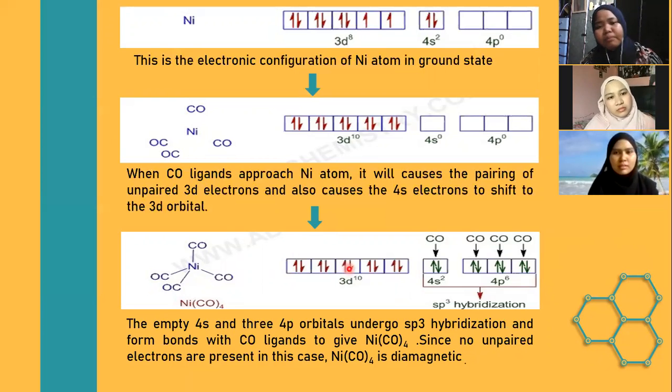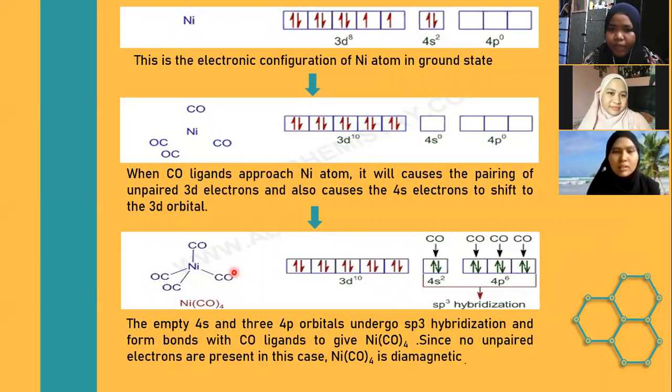In the previous slide, I said that this compound is diamagnetic. Why is it diamagnetic? Since there are no unpaired electrons present in this case. We can see here, all of these are paired and fully occupied, thus the NiCO4 is diamagnetic.